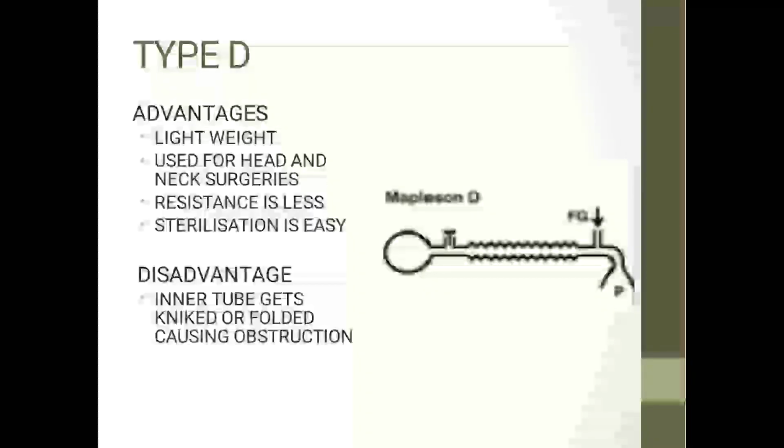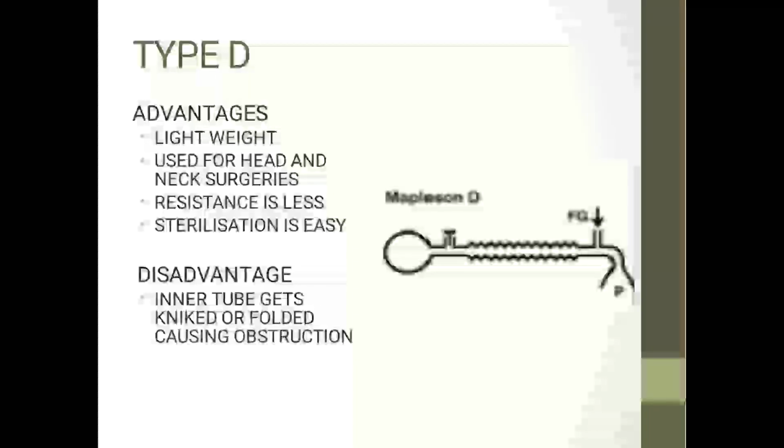Then for type D, we have some advantages and disadvantages. The advantages are that it is lightweight, it is used for head and neck surgeries, the resistance is less, and sterilization is easy. The disadvantage is that the inner tube gets kinked or folded, causing obstruction. So to avoid this disadvantage, the outer tube is made transparent.